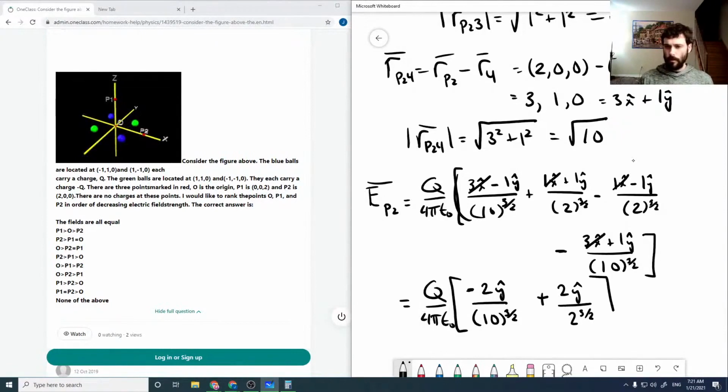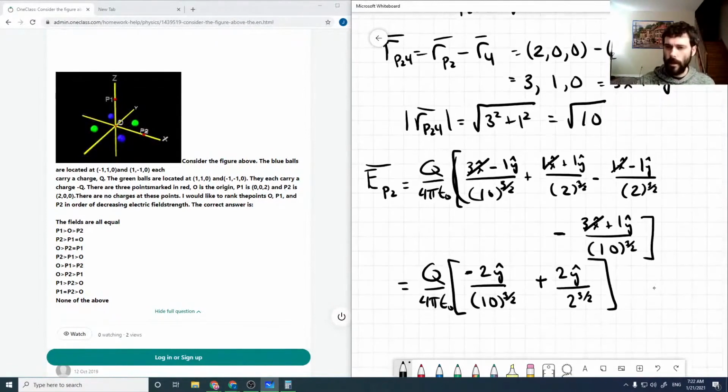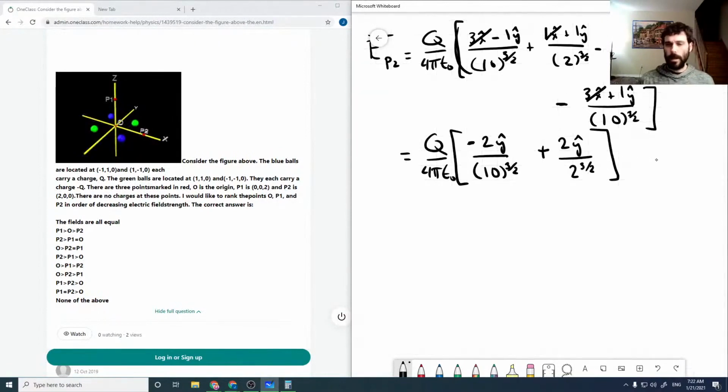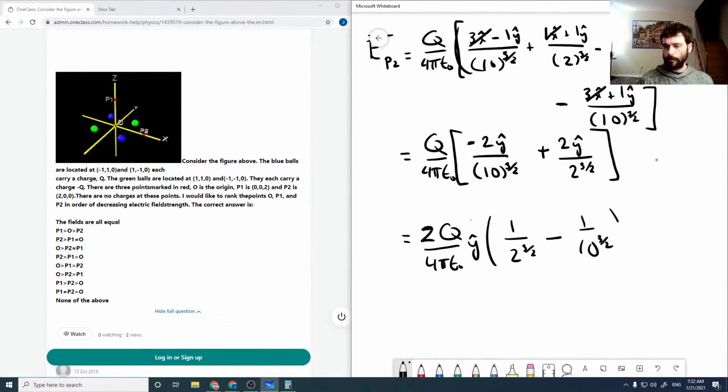Okay. So now it's completely in the y hat direction. So we can pull that out. And we can pull the 2's out. So this is just going to be 2 Q over 4 pi epsilon naught y hat times 1 over 2 to the 3 halves minus 1 over 10 to the 3 halves.